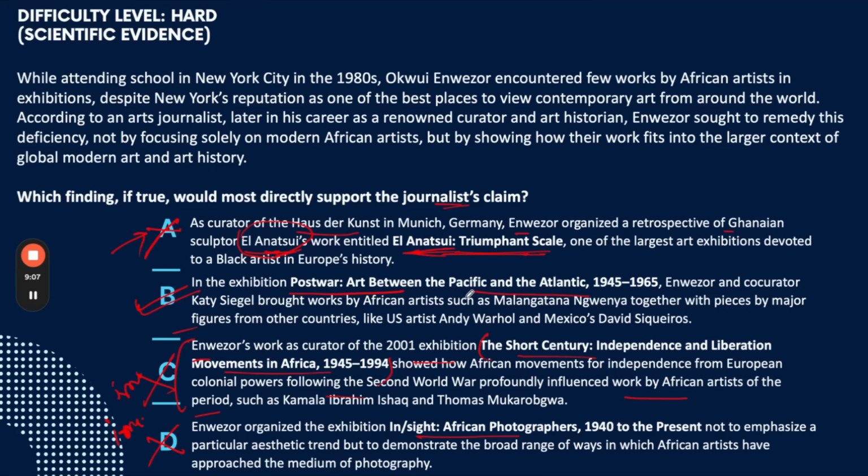So the main method to attempt this particular question with such lengthy options would be to divide your options into parts and read slowly. You don't have to read the whole name of the exhibitions as well, right? You can simply say that E organized the exhibition, this is the name of the exhibition, not to emphasize. Focus on the main parts of the options rather than reading the whole option and the whole names of the exhibitions given over here, right? So I hope you understood how to take this up.